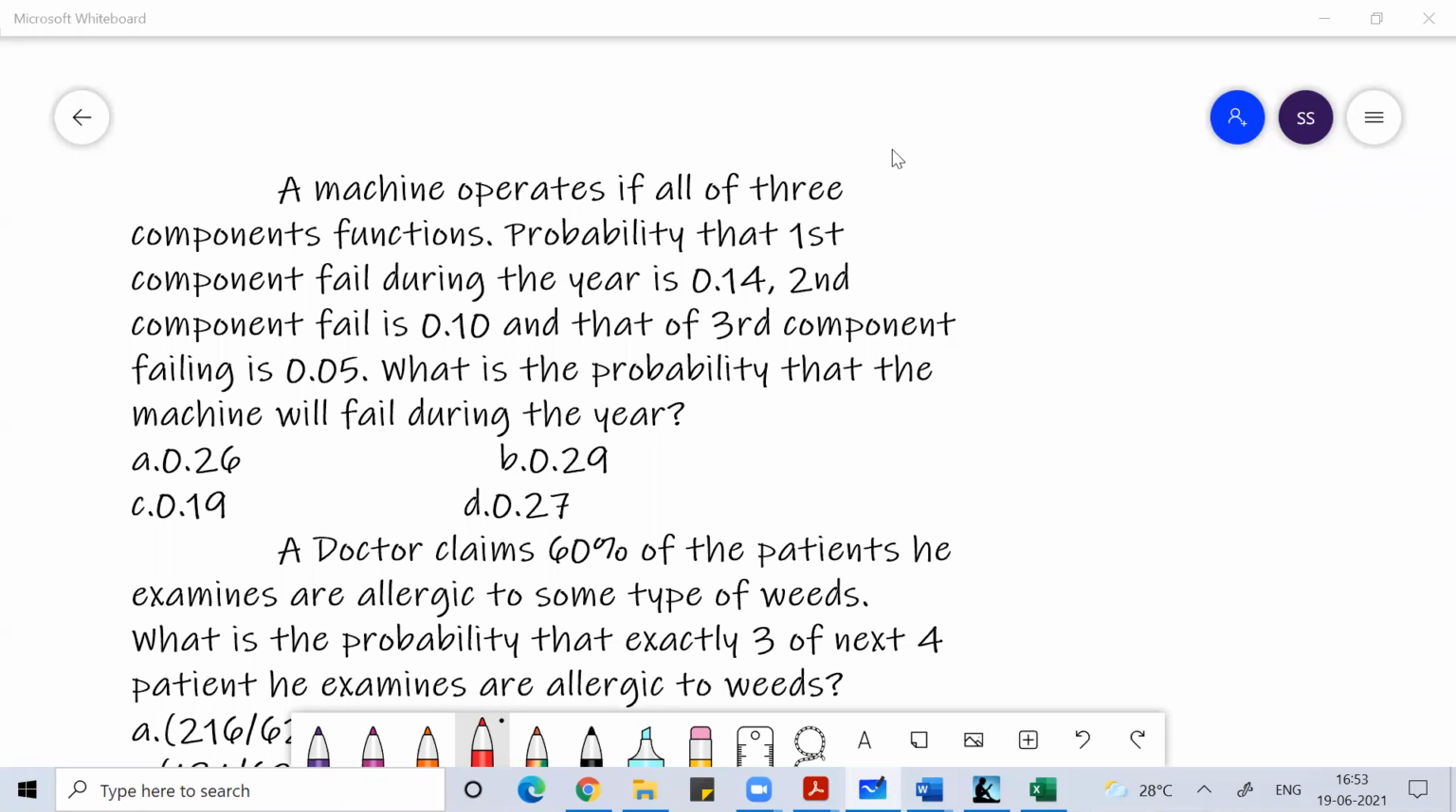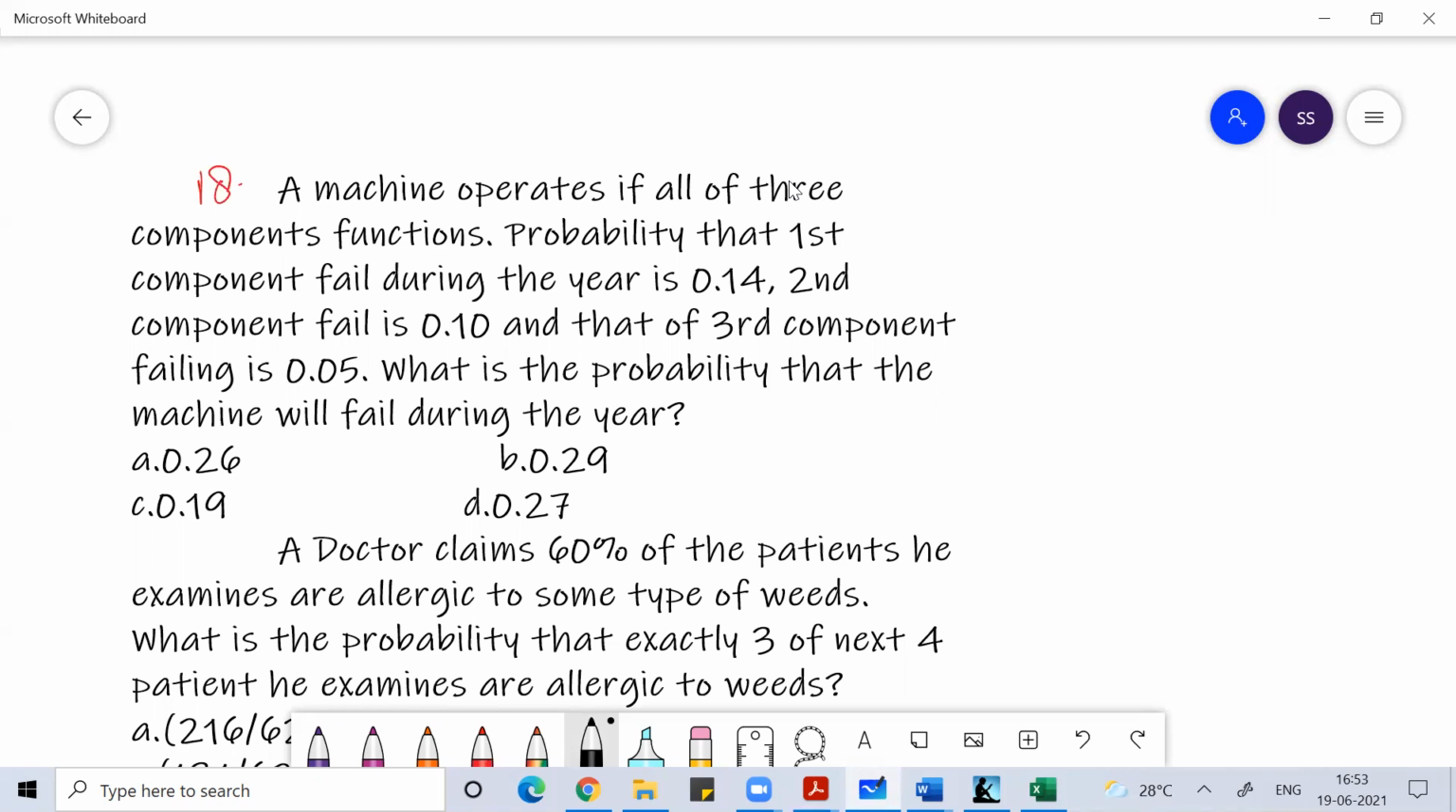18A, very good Nirupam, proud of you. So if you see this, everyone, question number 18: a machine operates if all the three components function. If all the three components are working, then the machine will work.